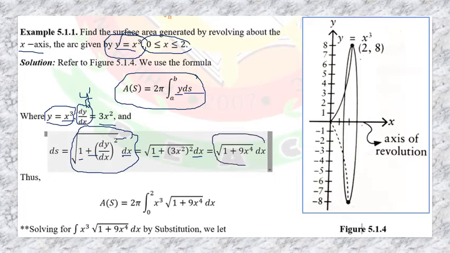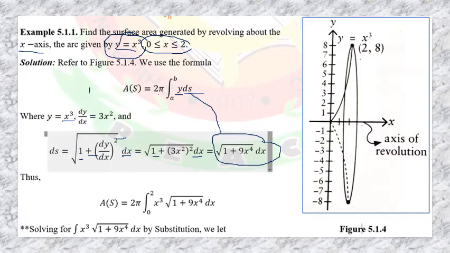So, ibig sabihin, nag-substitute tayo kay ds. Okay, i-substitute natin yan. Okay, so thus, A of S is equal to 2 pi. Okay, si 2 pi class is constant yan.